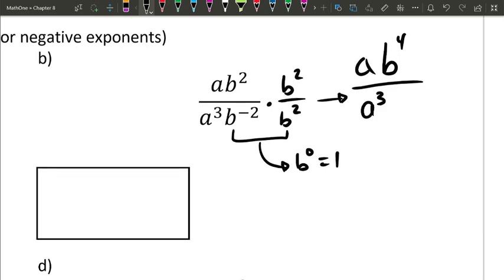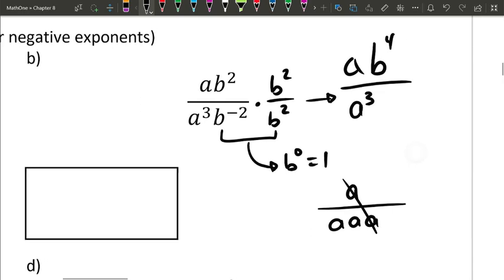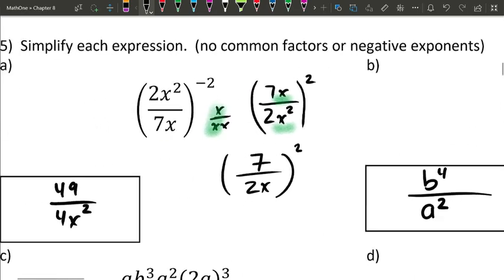So now the only thing that I need to do is simplify the fact that in my numerator there's an a, and in my denominator I have a, right? I have a factor of a in the top and 3 factors of a in the bottom. That's going to leave me with 2 factors of a in my denominator. So my final answer will be b to the 4th in the numerator, and in the denominator I'm going to have just a squared. b to the 4th over a squared. Let's go to C.